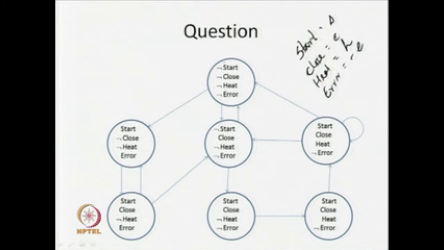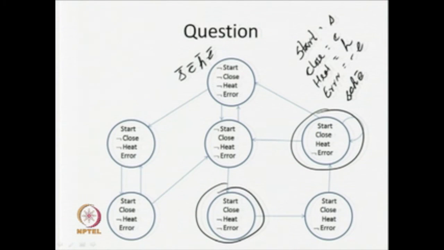Now, when I ask what is the binary encoding of this particular state, I can say that it is labeled with S bar, C bar, H bar and E bar. Similarly, for this other state, start is true, close is true, heat is true, but error is false. So, these are the state encodings. Similarly, when I come to this particular state, the encoding is start is true, close is true, heat is false, error is false.